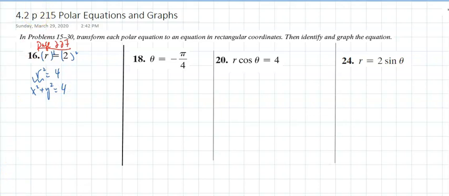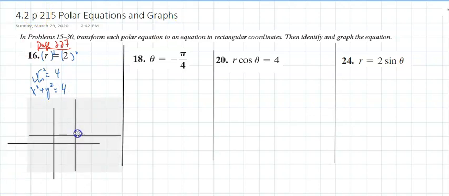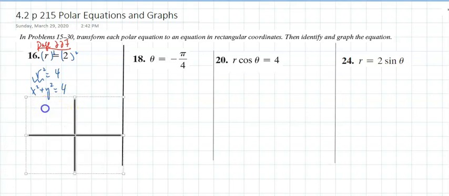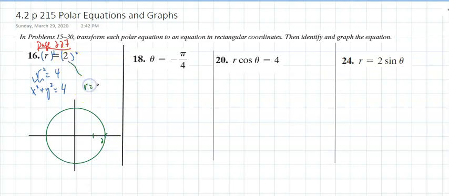Now I want to sketch a graph of this. Well, I know how that graph looks. That is simply a graph centered at the origin with a radius of 2, and there it is. So I get out of this that r equal 2 is a circle with a radius of 2.